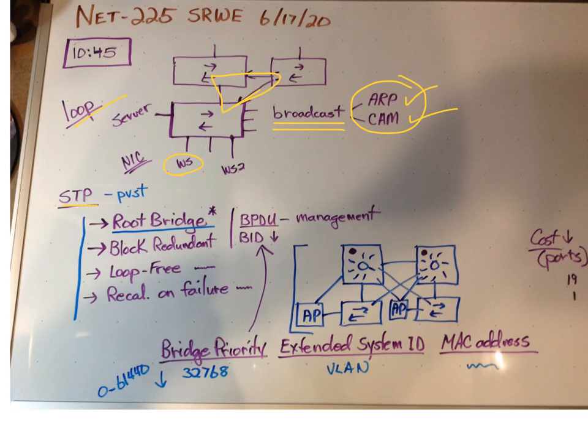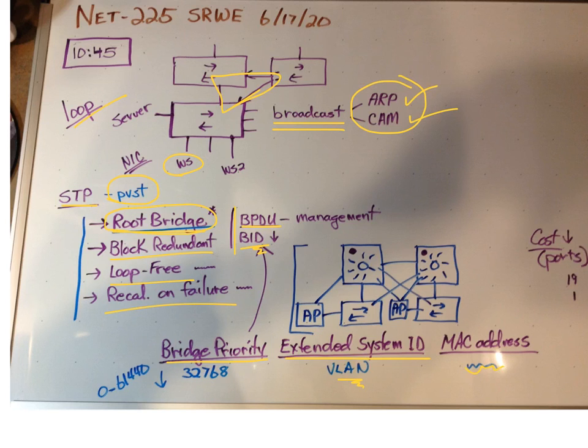So spanning tree: create a root bridge, block redundant paths, create a loop-free topology, and then recalculate on failure. It's managed by bridge protocol data units. A BID, bridge priority ID, is used to identify the root bridge, so you can identify what you want to have as a root bridge. The extended version added the VLAN concept, which then let us create per-VLAN spanning tree.